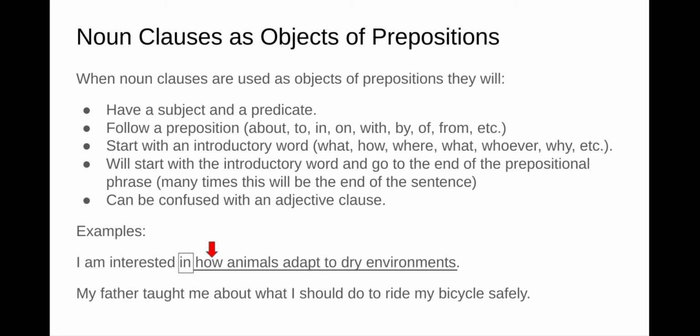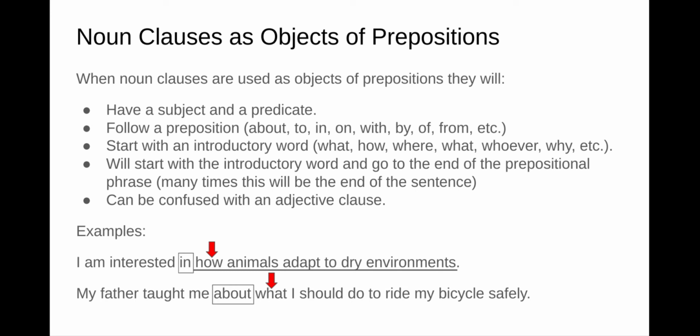All right. Let's look at the next one. My father taught me about what I should do to ride my bicycle safely. So I start at the beginning of the sentence and I look for a preposition. The first preposition I come to is about. I look at the next word. Is it an introductory word? Yes, it is. I double check and I make sure that I've got my subject and my main verb in front of this prepositional phrase.